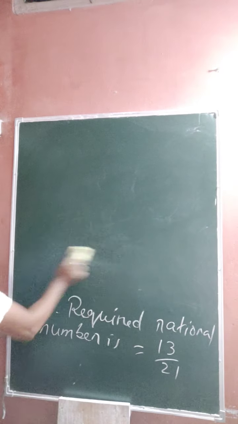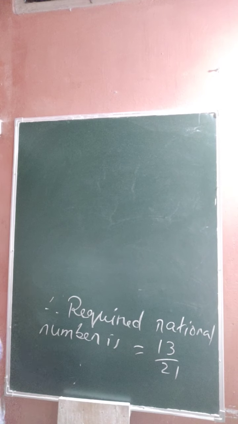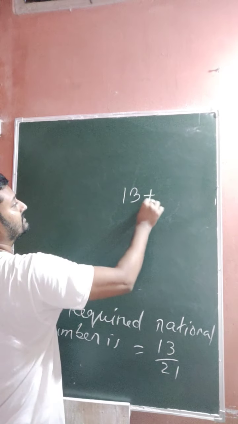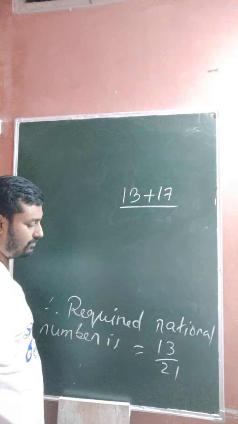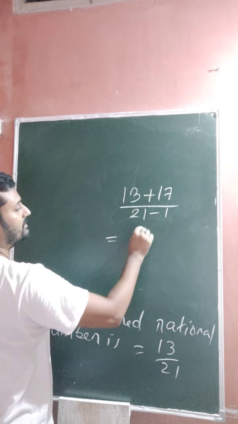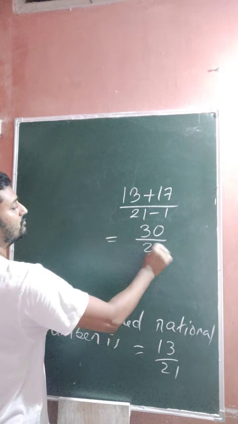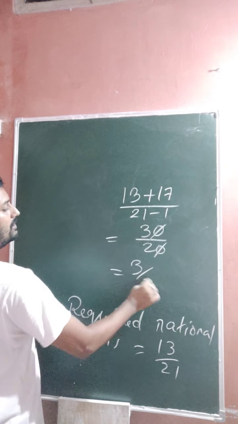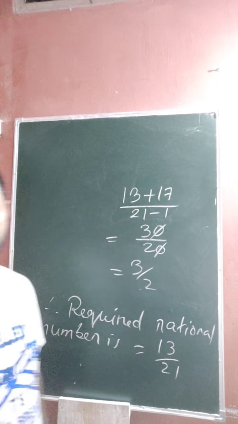Okay, so now you can check whether the answer is correct or wrong. What they are asking: if you add 17 to the numerator, 13 plus 17, and if you subtract 1 from the denominator, 21 minus 1, 13 plus 17 becomes 30, this one becomes 20, 0 cancels, so 3 by 2. We obtain 3 by 2, so our answer is correct.